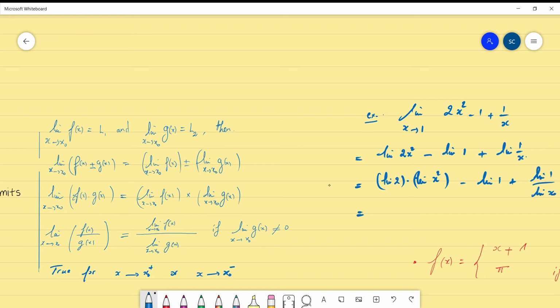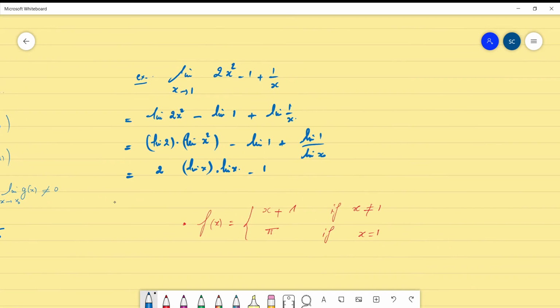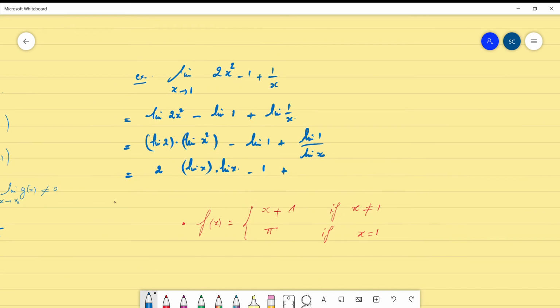Okay, and then this one is 2. This one I can see as limit of x times limit of x, minus limit of 1, we said it's 1. So limit of 1 is 1, limit of x as x approaches 1 is 1. So finally, it will be 2 times 1 times 1 minus 1 plus 1. Okay, so it will be 2. You see?